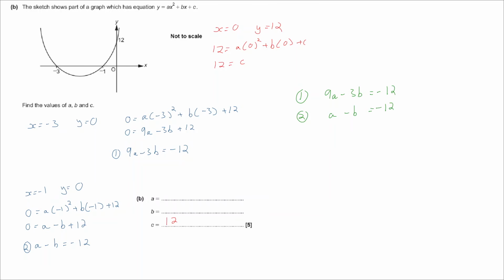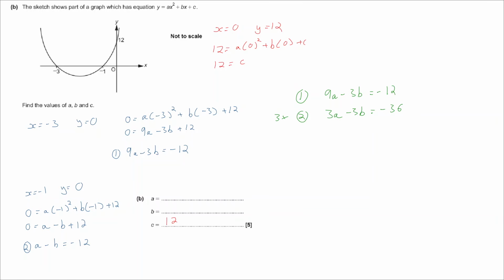Now, you want to get either the a coefficients or the b coefficients to be the same. I'm going to times equation 2 by 3, times this one by 3. So I'm just saying now that 3 times equation 2, so 3 times this, you're going to be getting 3a, and then 3 times minus b is going to be minus 3b, being equal to 3 times minus 12, which is going to give you negative 36.